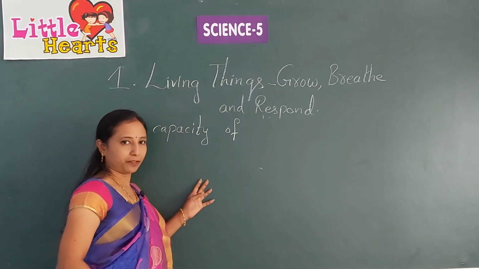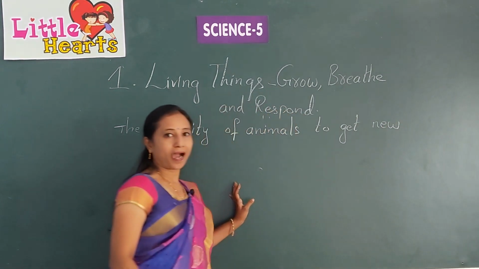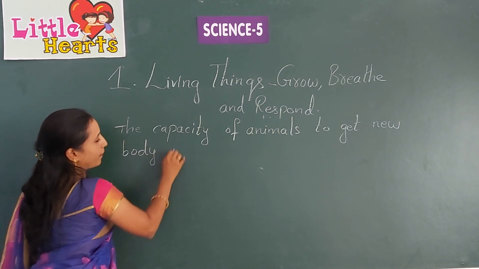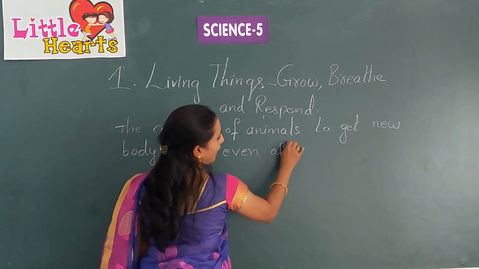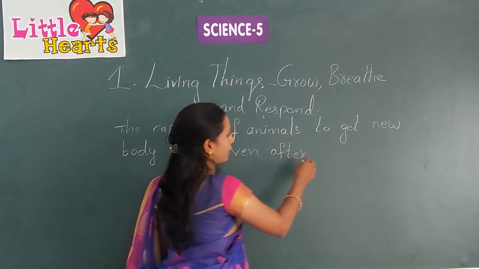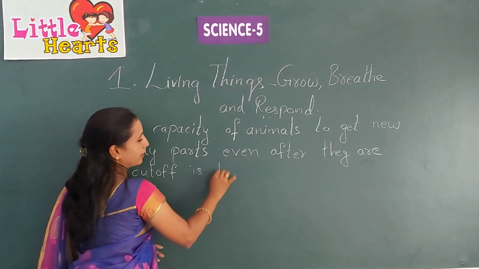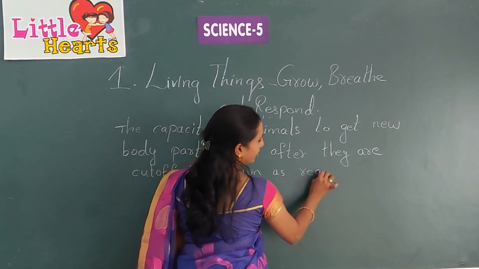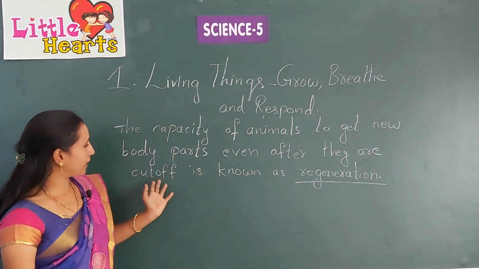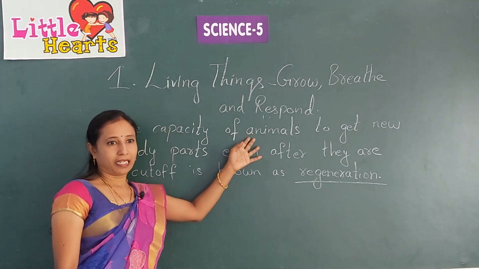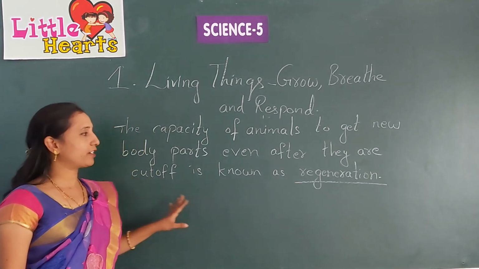The capacity of animals to get new body parts even after they are cut off is known as regeneration. So, what is regeneration? Here, the parts which are cut off in some animals grow again as the same part. That capacity is known as regeneration. This regeneration occurs in a few animals.